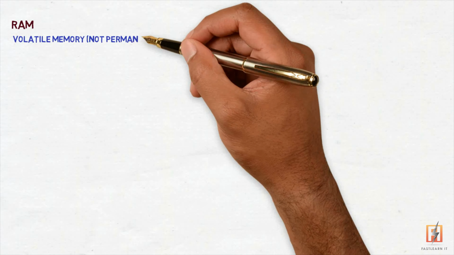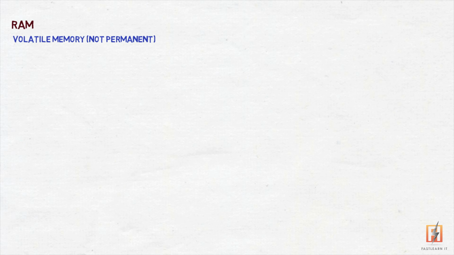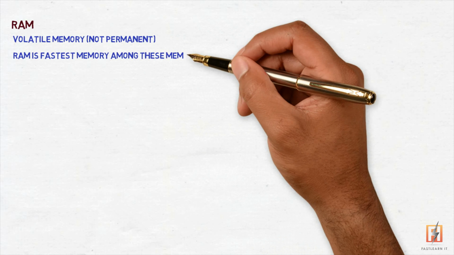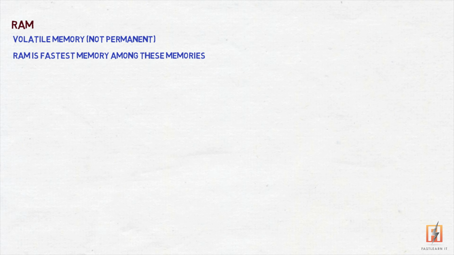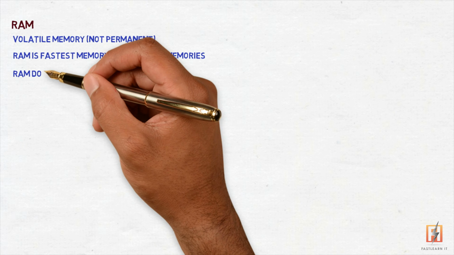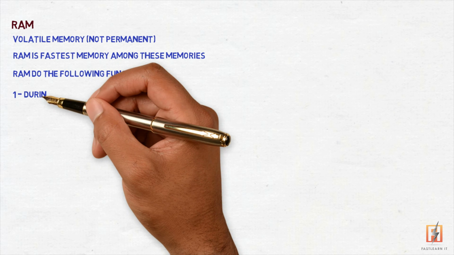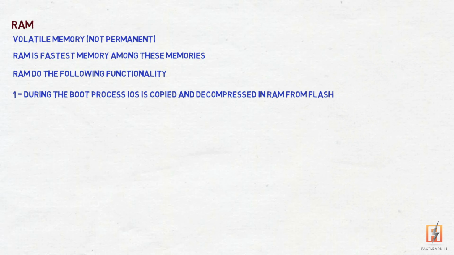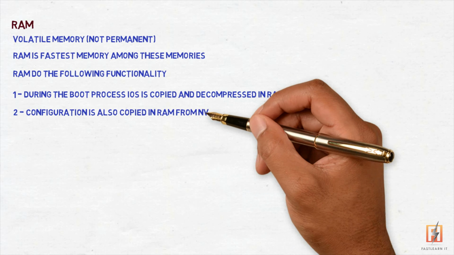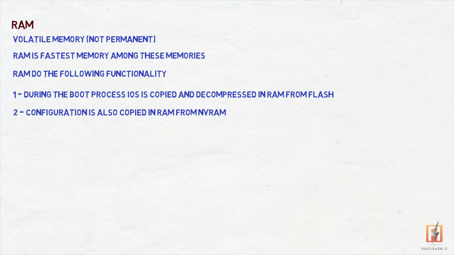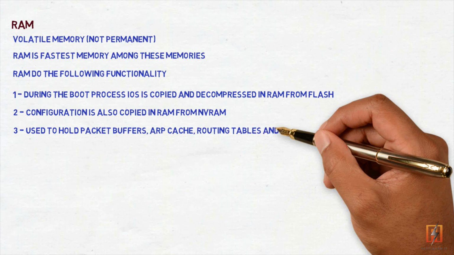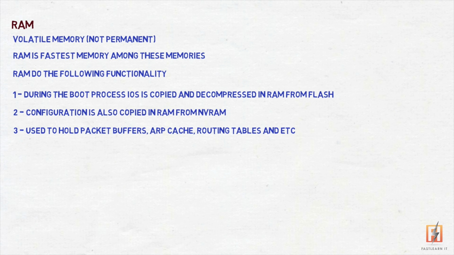RAM, random access memory, as we discussed earlier, is temporary memory, which means when you turn off the router, everything from the RAM will be erased. And also we discussed it is the fastest memory among all the memory in the router motherboard. RAM does the following functions also. During the boot process, IOS is copied and decompressed in RAM from flash. Second, same as IOS, the configuration also will be copied from NVRAM to RAM. Third, it is used to hold packet buffers, ARP cache, routing table, etc.